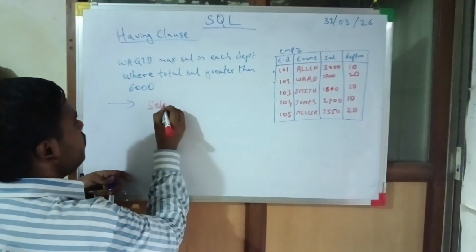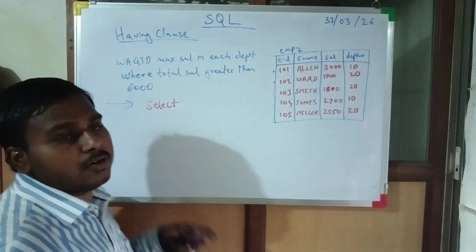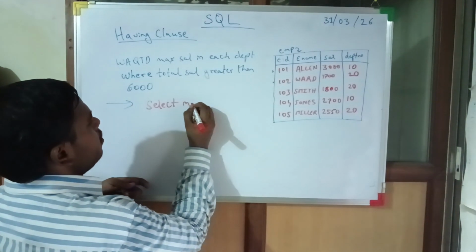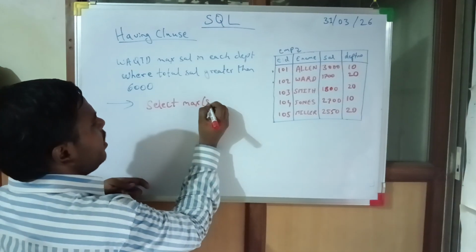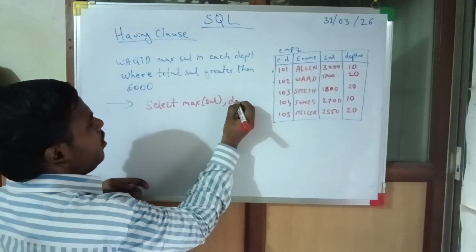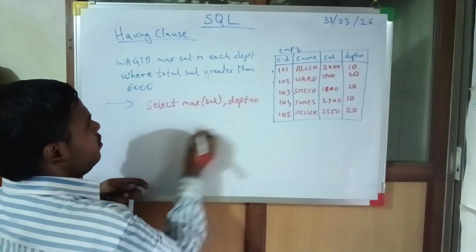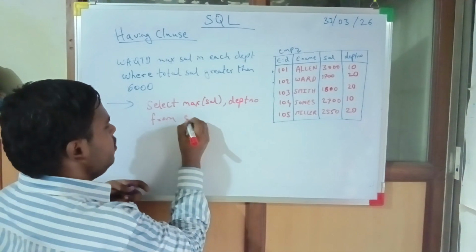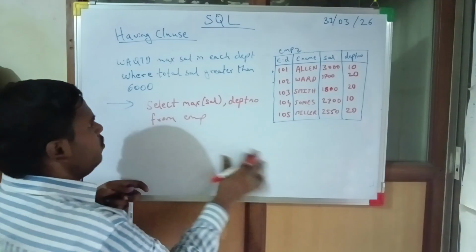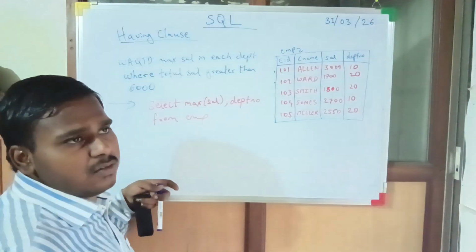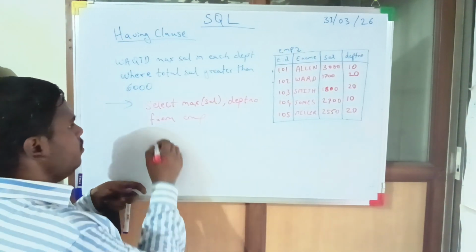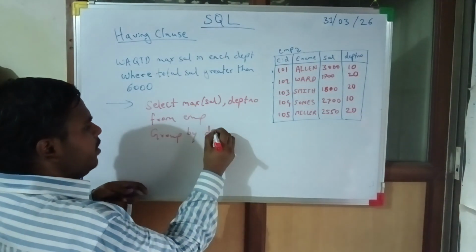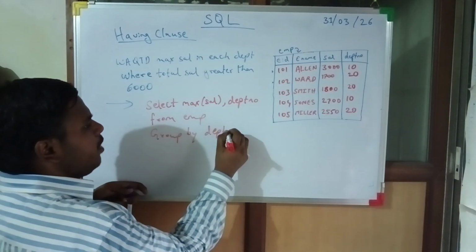Select. In the select clause, what do we write? What we want to display. Select max of salary, comma department number. From which table? Employee table, from EMP. Do we need to use the where clause? No, we do not need the where clause. Group by department number. I want the maximum salary in each department number.